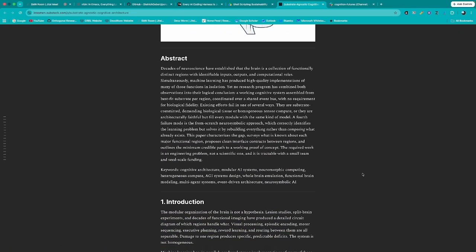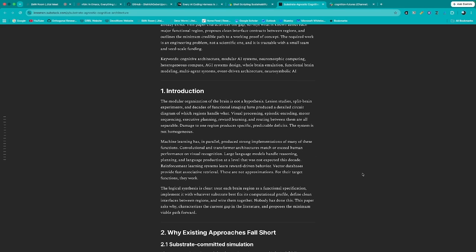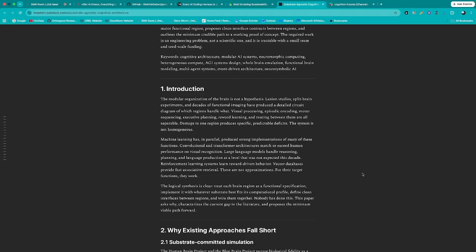This paper characterizes the gap, surveys what is known about each major functional region, proposes clean interface contracts between regions, and then outlines the minimum credible path to a working proof of concept. The required work is an engineering problem, not a scientific one, and is tractable with a small team and seed scale funding. So they're trying to sell people on this idea more than trying to answer scientific questions. But that's okay for what we're trying to do here.